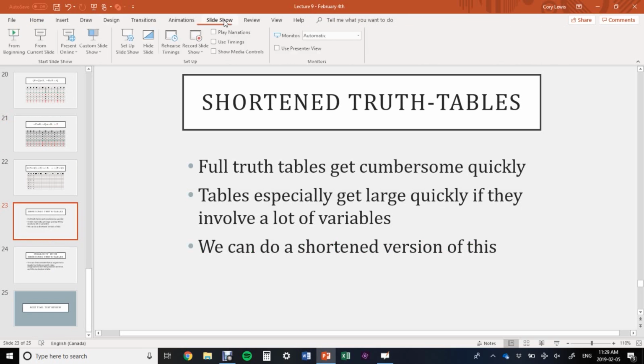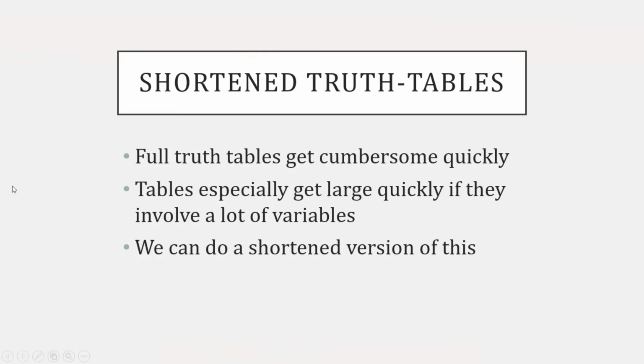Now I hope it's fairly clear that this is a useful technique, but I also hope it's clear that this can potentially get very cumbersome very quickly. These truth tables are super useful for assessing arguments with not that many atomics and not that many parts, because the more atomics you have, the more rows you need, and the more parts the argument has, the more columns you need. These things can get really enormous really quick.